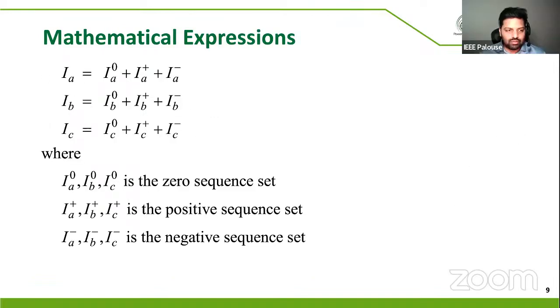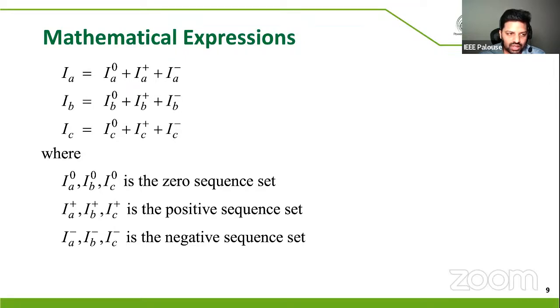Okay, let's talk a little about the math behind these components. So we explained in the previous slide that a single unbalanced phasor can be split into three different components. So here, as I showed in the previous slide, we have positive sequence, negative sequence, and zero sequence components.